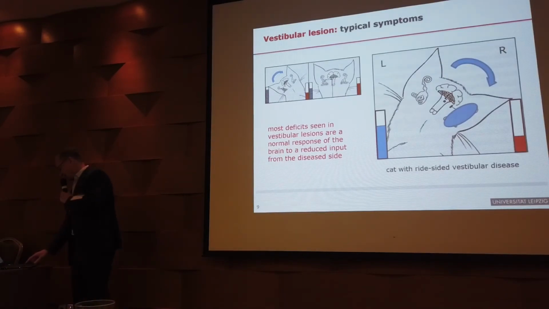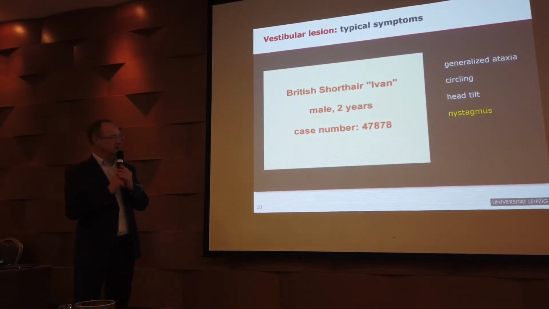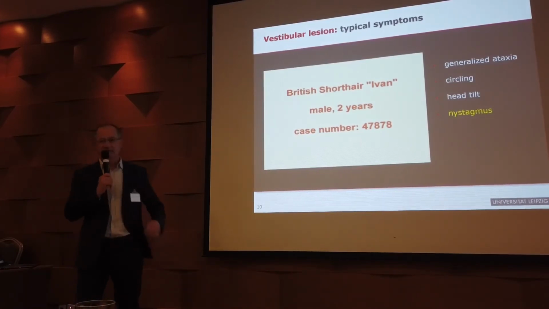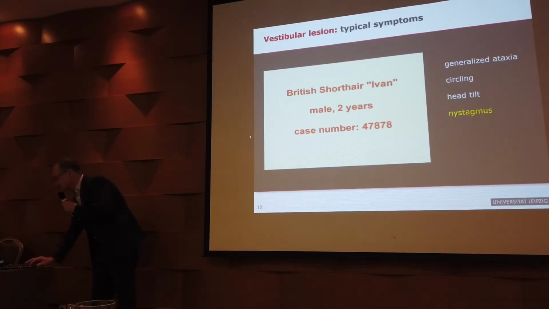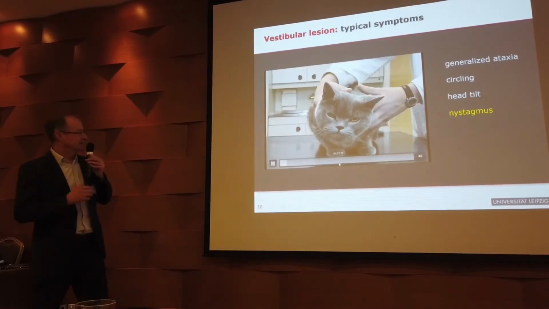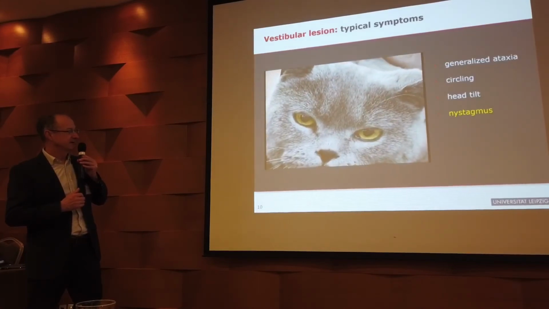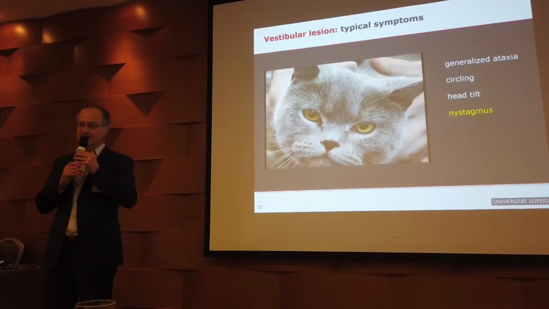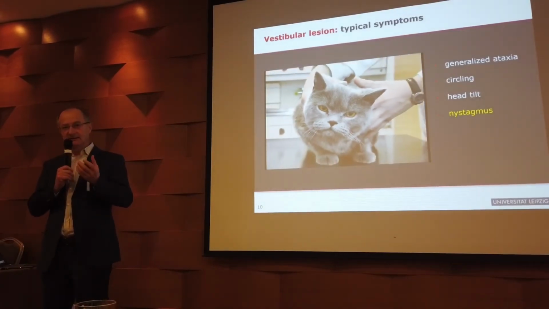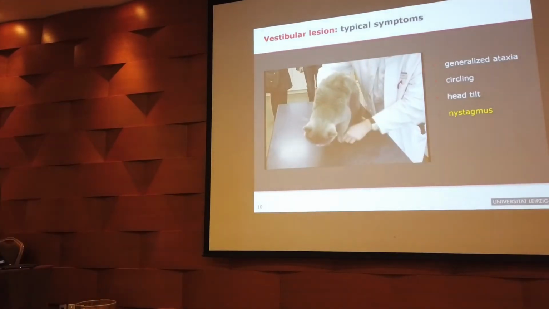Okay, so head tilt would be one other thing. And finally, and that's probably something we can recognize easily, is nystagmus. And I have a cat here with vestibular pathology. We will not see the ataxia because it's just sitting on the table. But I hope you can see that there's a rhythmic eye movement. And it usually has a slow and a fast phase. And we can keep in mind that the fast phase is usually going away from the diseased site.